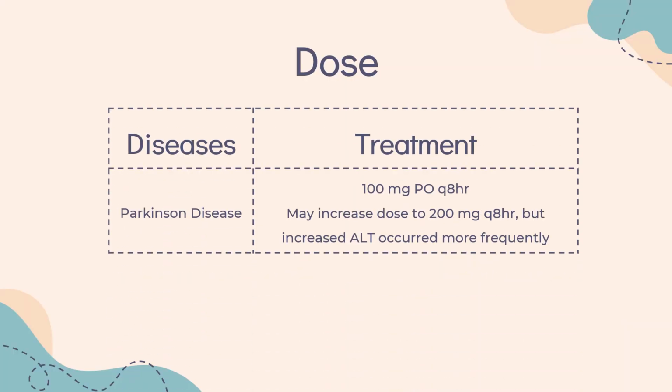Dose: Parkinson disease. 100 mg PO Q8HR. May increase dose to 200 mg Q8HR, but increased ALT occurred more frequently. Failure to show the expected incremental benefit on the 200 mg dose after a total of 3 weeks of treatment, regardless of dose, Tolcapone should be discontinued. Always use as an adjunct to levodopa/carbidopa.